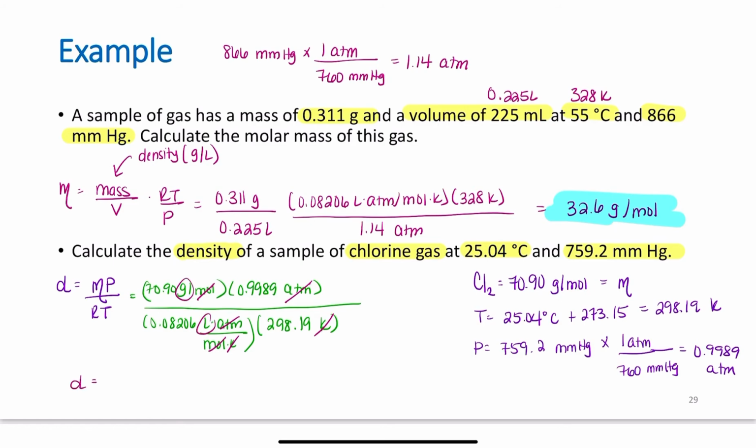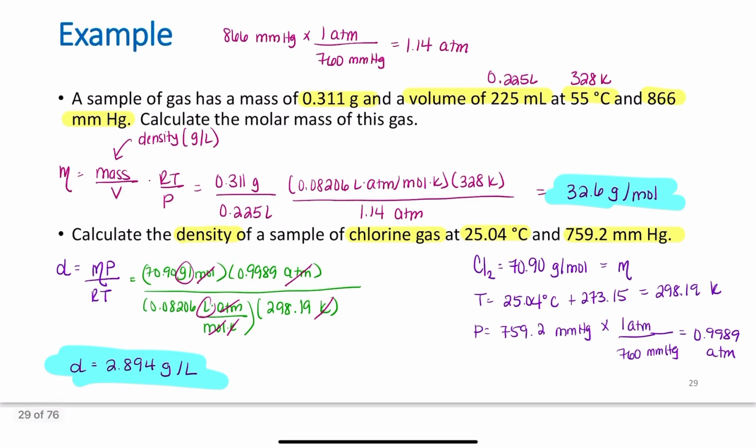Calculate this out. Let's see, I get 2.894 grams per liter for my density. So the density of a sample of chlorine gas at 25.04 degrees C and 759.2 millimeters of mercury will be 2.894 grams per liter.